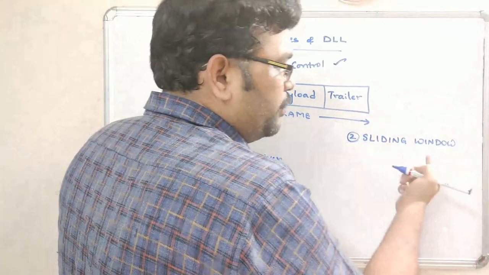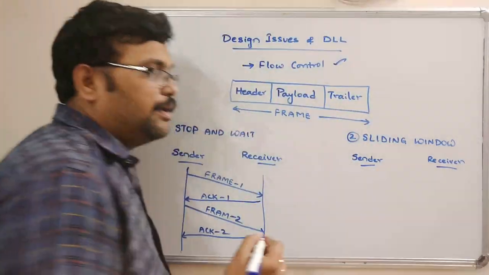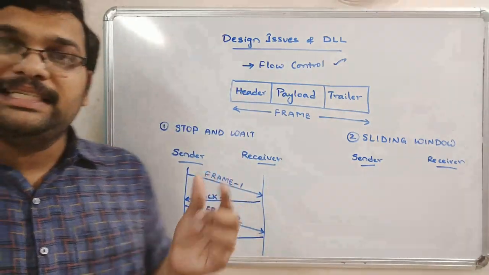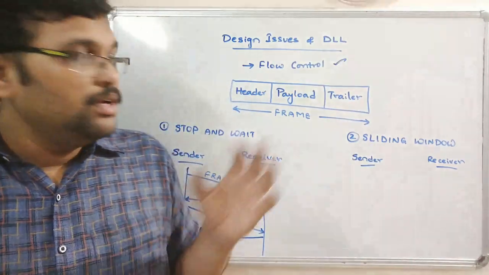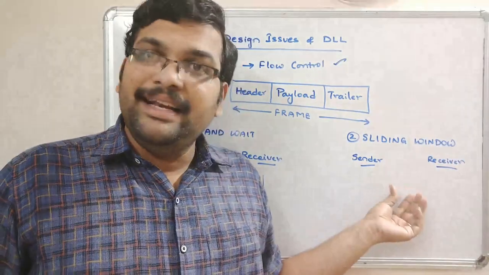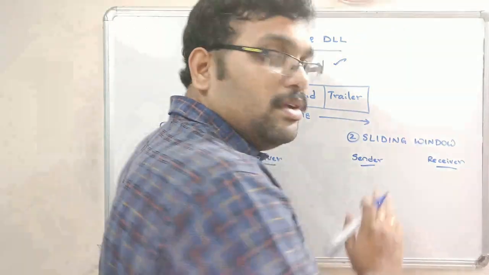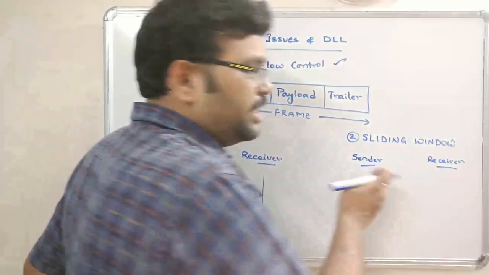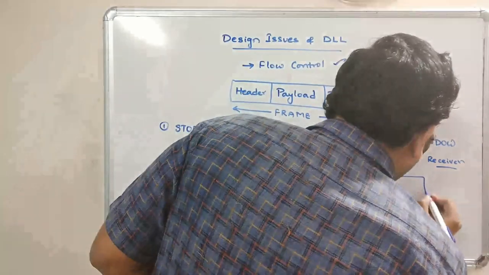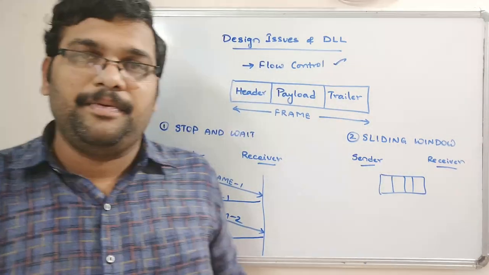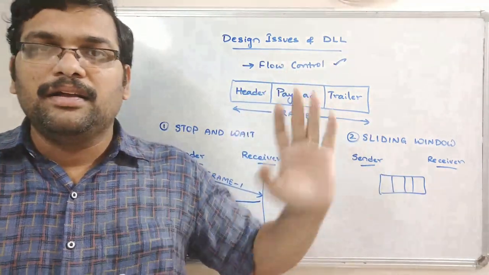In the sliding window technique, there will also be a sender and receiver. Here, instead of sending the acknowledgement after each and every frame, the acknowledgement is sent after some set of frames, which depends upon the window size. The sender keeps on sending the frames, and after some set of frames, the receiver starts sending the acknowledgement to the sender for the received data frames. So there will be one window, a set of frames will be sent, and this is how the flow of data frames can be controlled using stop and wait and sliding window.